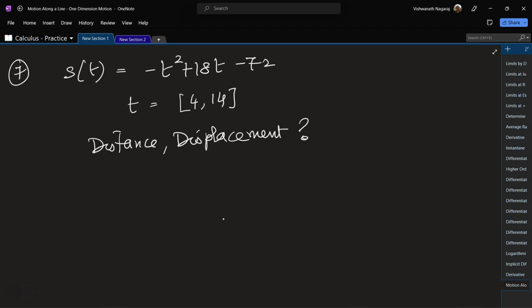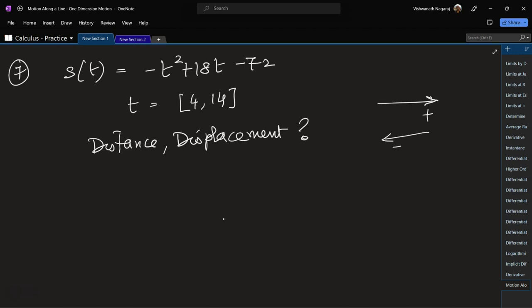Now remember, for displacement we are really interested in the direction, because if the object is going towards the right, we take the velocity as positive, right? Whereas if it is going in the other direction, we take it as minus. Whereas the distance is always plus. So we need to know the actual direction in which it is moving in this interval.